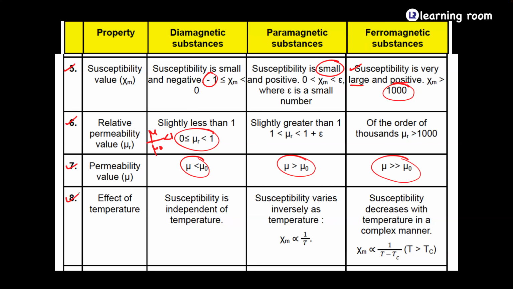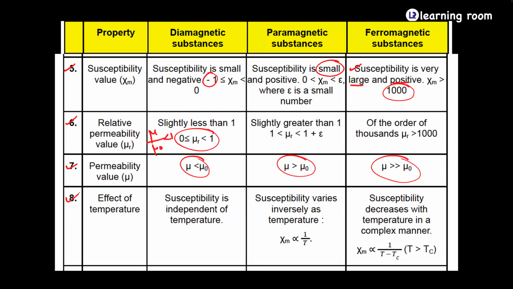And the eighth point is the effect of temperature, right? When I talk about the effect of temperature, we talk about the susceptibility of that material. We don't talk about the permeability. It is about the susceptibility because we need to know the extent to which the material is going to get magnetized. For a diamagnetic substance, susceptibility is independent of temperature. Whereas for a paramagnetic substance, susceptibility is inversely proportional to temperature, in the sense that as the temperature increases, the magnetic property of the material will decrease.